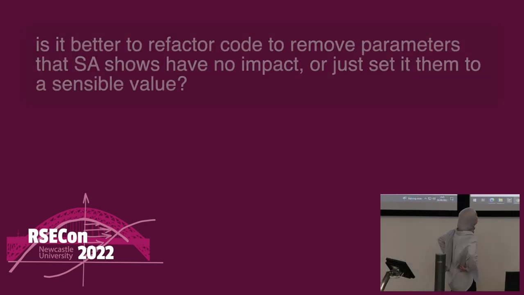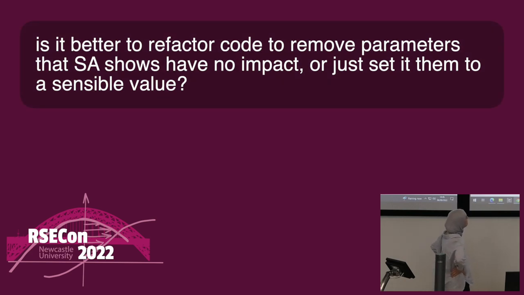Okay, first question. Is it better to refactor code to remove parameters that SA shows have no impact or just set them to a sensible value? Yeah, I mean, if your sensitivity analysis shows it has no impact, then you can essentially set them to zero, right? And then it's just an artifact of your code. So I would say it's better to refactor the code and remove it just to simplify what you've got left. I guess you could just have set it as a default value zero just in case. You might have a case in the future where you're looking at something different as an output, and then you'd want to bring it back again. If you set the default value zero, I guess you never see it again because you don't ever have to change that in the code.